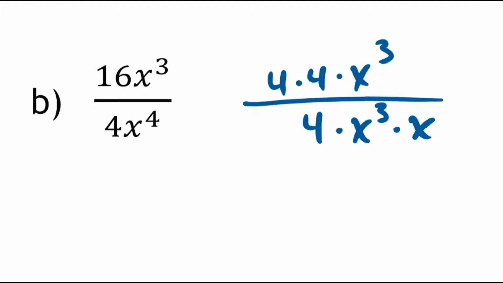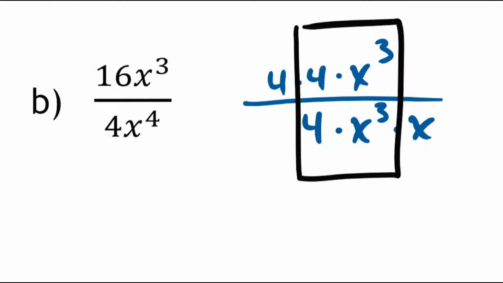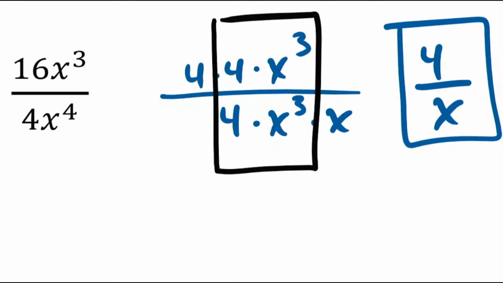The advantage is now I can clearly see there's this giant 1, right? I've got 4x cubed over 4x cubed. That's the number 1. So what am I left with for my answer? Well, in my numerator, I've got the number 4. And in the denominator, there is an x. So this simplifies to simply 4 over x. Let's go to part C.